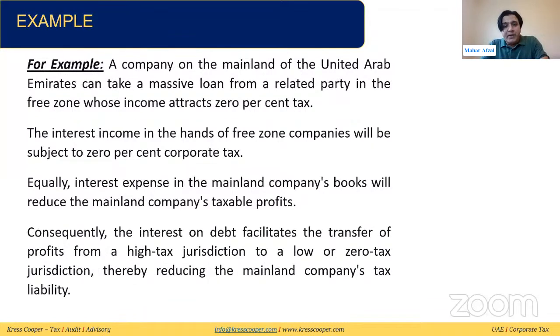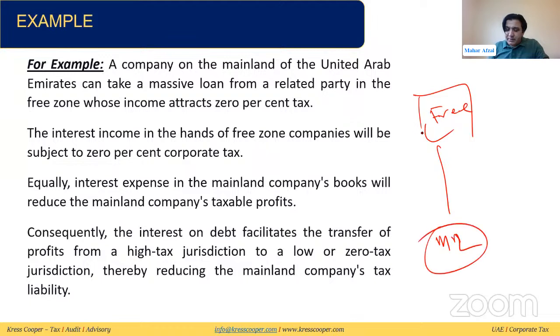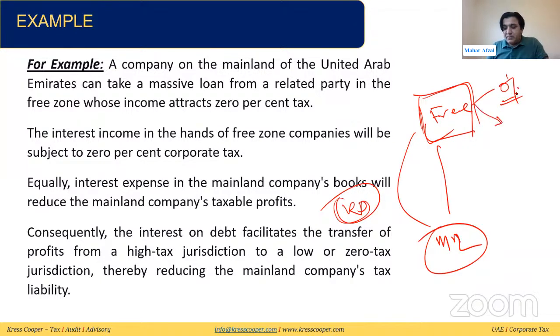I just wanted to give you an example. There is one company in a free zone. This is the free zone. One another company is on the mainland. Both are related parties. We have already discussed so many times that the free zone company can have an income which can be subject to tax at 0%, some income. If the income is not qualifying income, then it will be subject to tax at 9%. For the time being, we are assuming that the income of the free zone company is taxed at 0%.